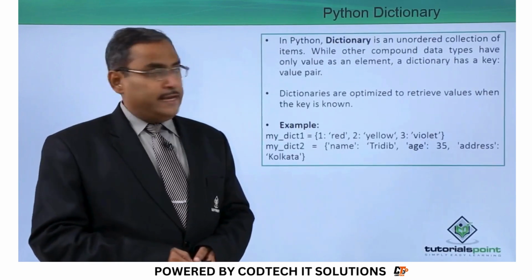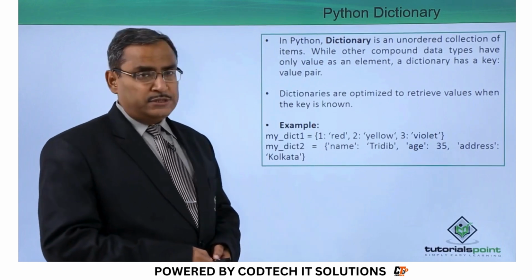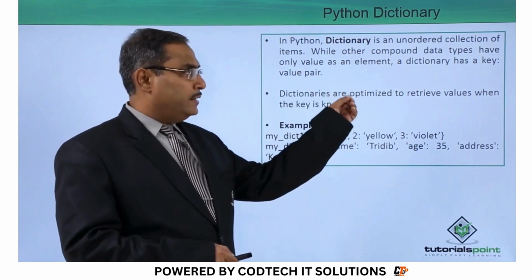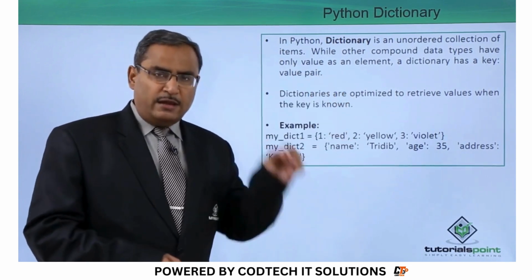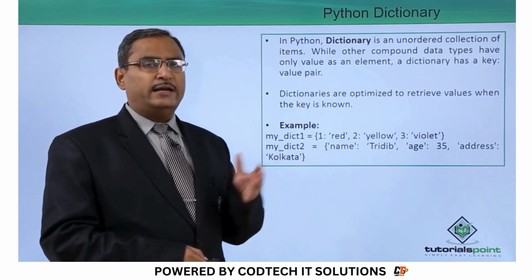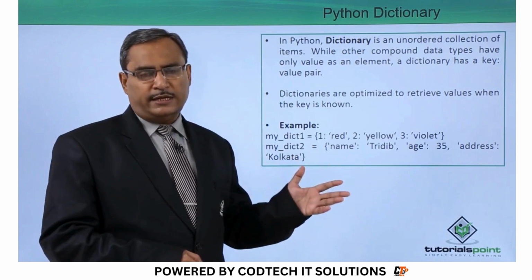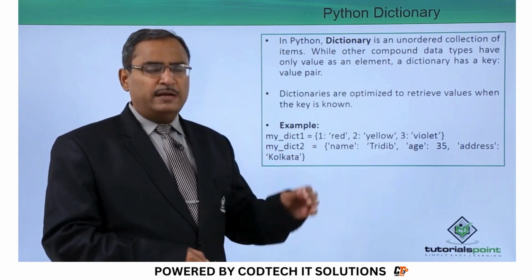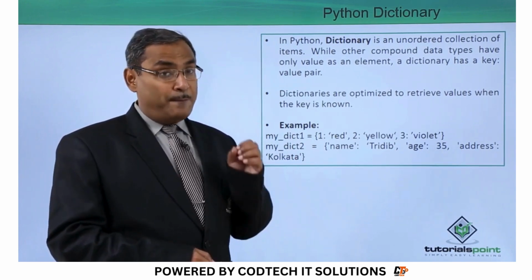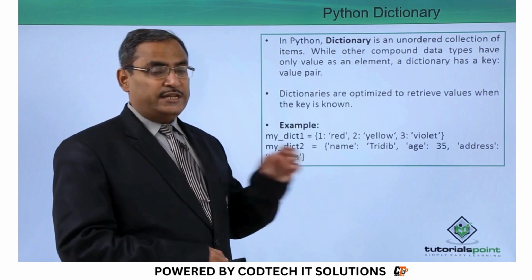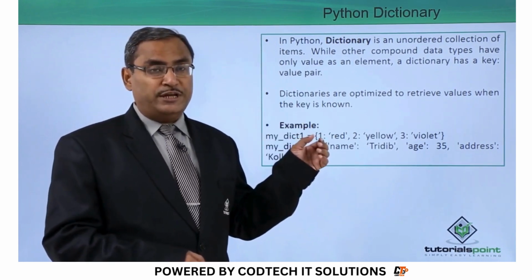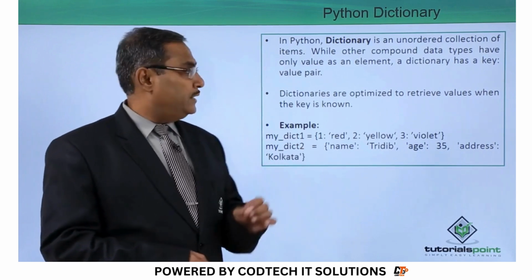In Python, dictionary is an unordered collection of items, while other compound data types have only value as an element. A dictionary has a key value pair. So that is a very important one. We had a discussion on list, tuple, and set. There you saw that we have multiple different elements, which may or may not be of the same or different data types. But here we find this dictionary is quite different from those data types, because in case of dictionary we have the key value pair.